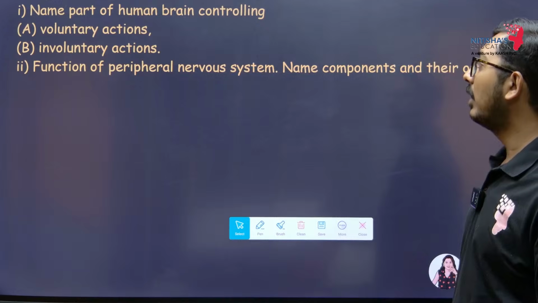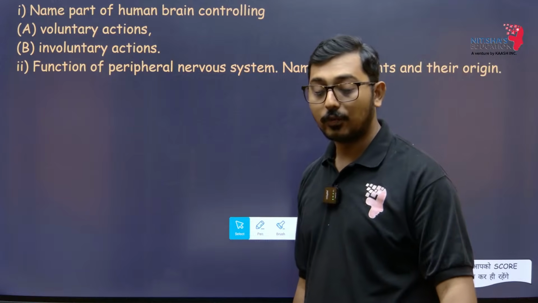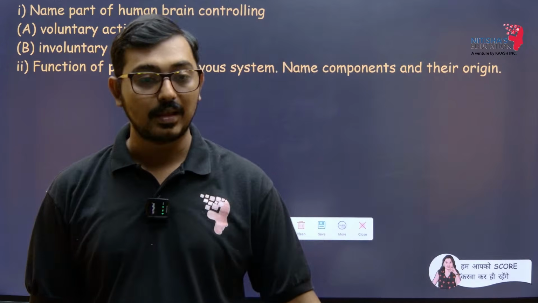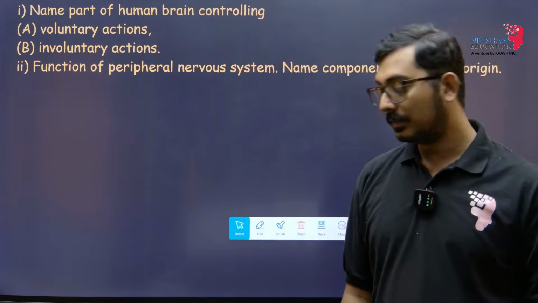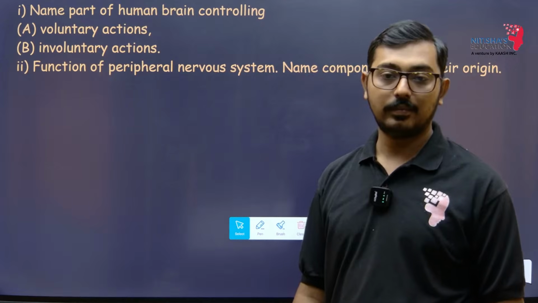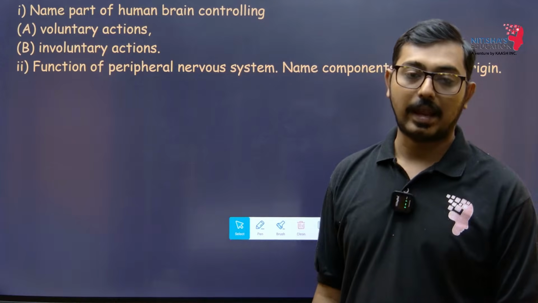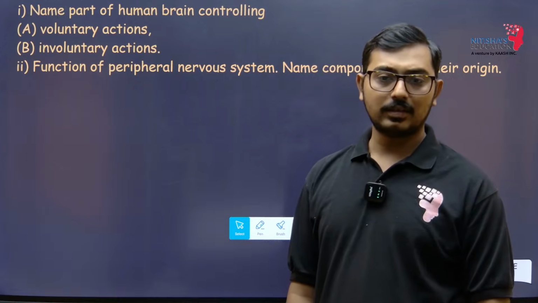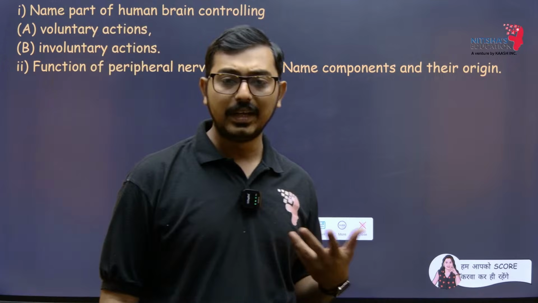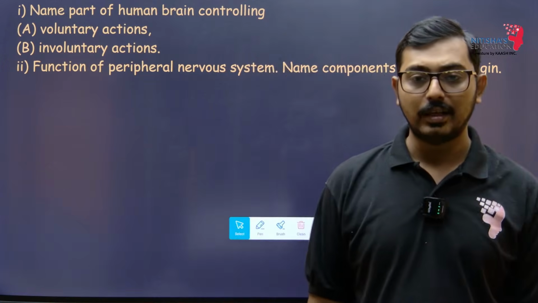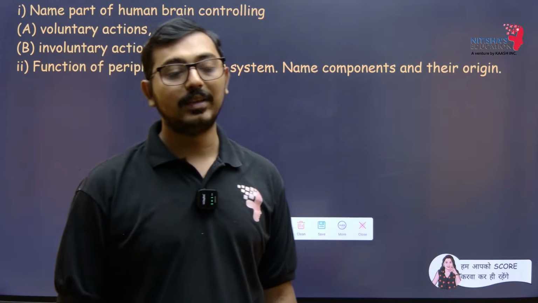Name the parts of the human being controlling voluntary actions and involuntary actions. Who controls voluntary actions, which are done by us, the actions we want to do? The cerebellum is the part of the brain responsible for controlled actions. For involuntary actions, where there is no control of ours and these actions are done by themselves, like the beating of the heart and the circulation of blood, this is done with the help of the medulla.